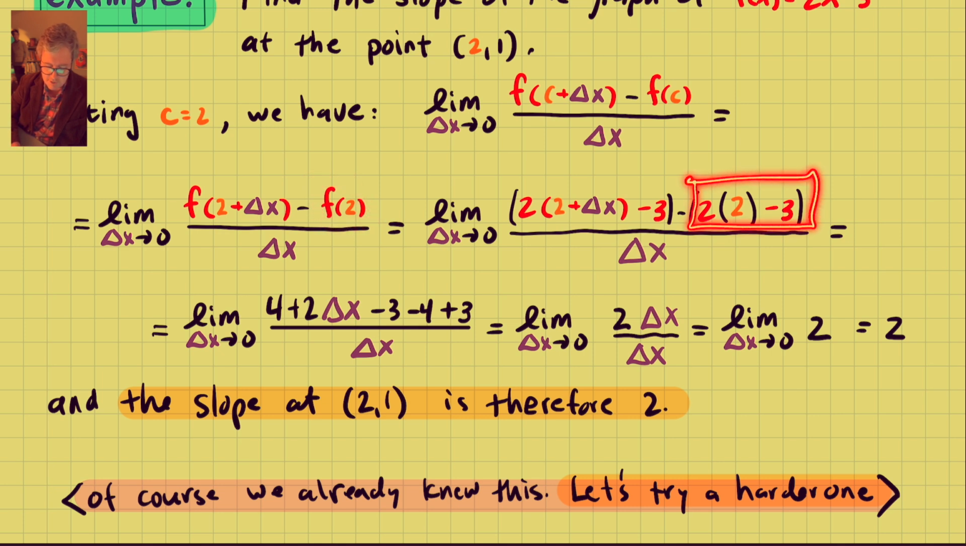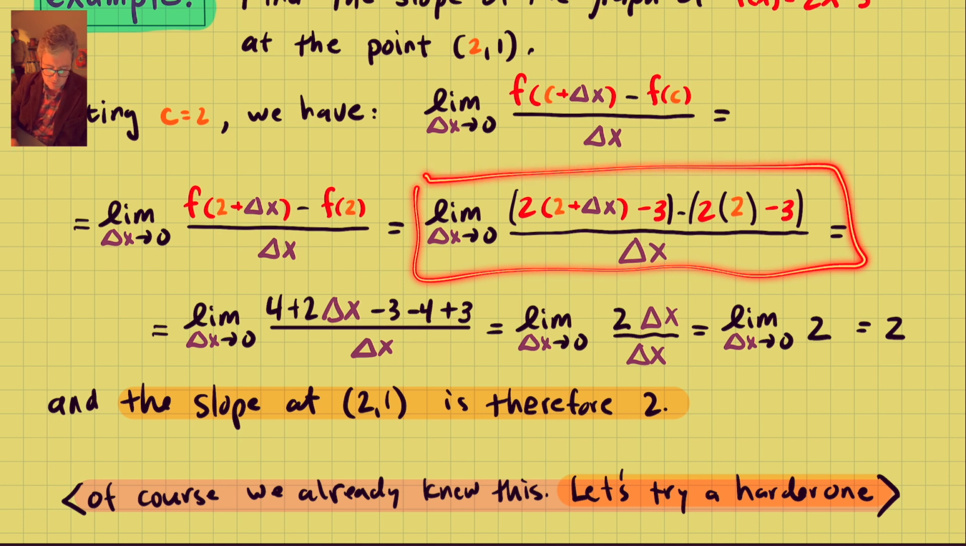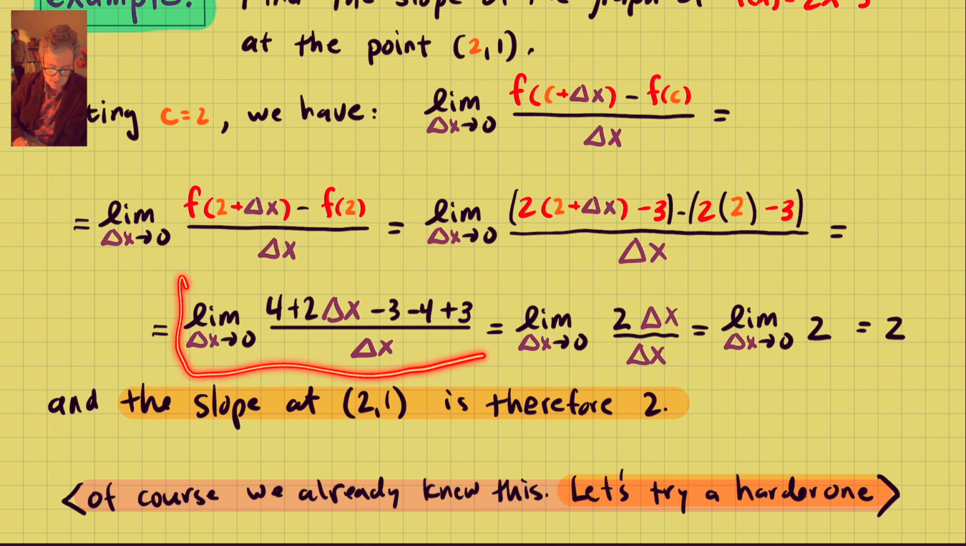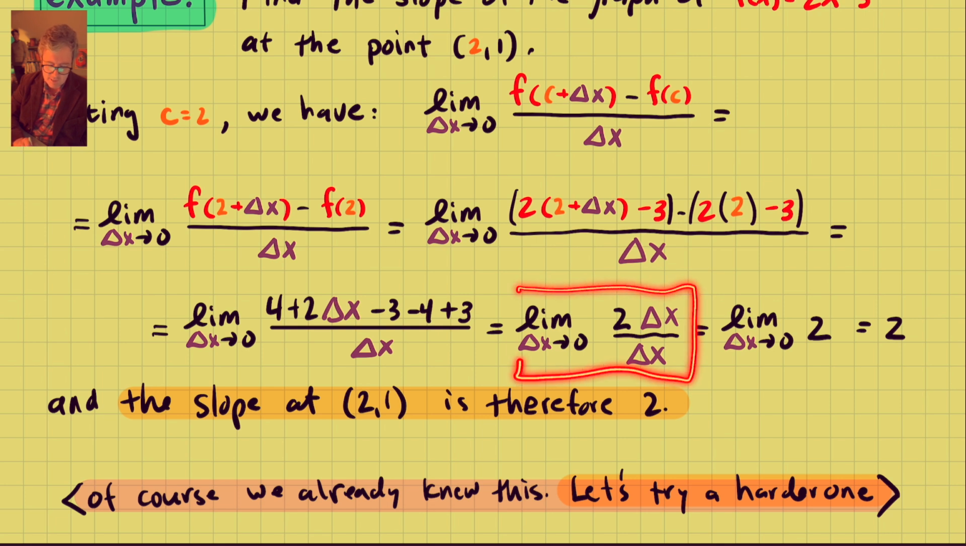So that's just 2x minus 3, and the x happens to be a 2 here. All right, so there's your x. So I get this thing. Okay, so far so good. Let's simplify that. I do some simplifying, and I get 4 plus 2 delta x minus 3 minus 4 plus 3, etc. When I simplify all that down, I get this thing: the limit as delta x goes to 0 of 2 times delta x over delta x.